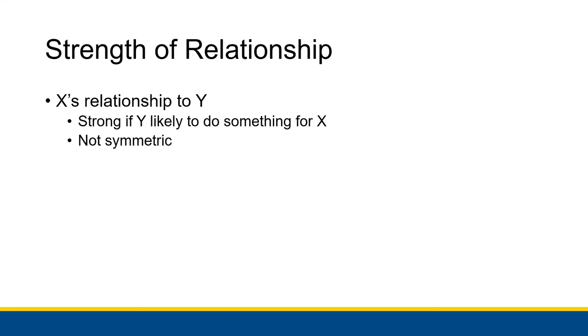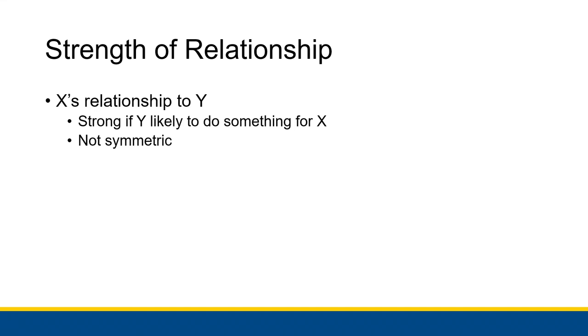An example might be an influencer. If X is an influencer and has 1,000 fans or something like that, and X has done a lot to make their fans like them, then X's relationship with Y is going to be really strong, because Y might be likely to do something for X, like buy a product that X recommends, or participate in a trend that would benefit X, or something like that.